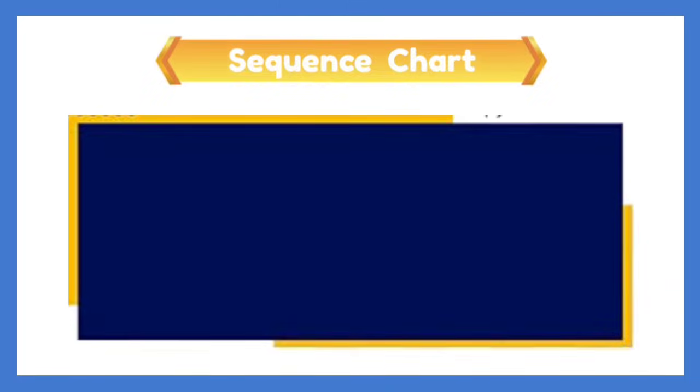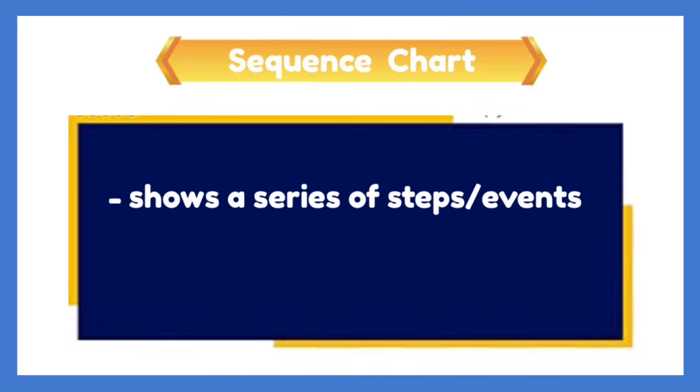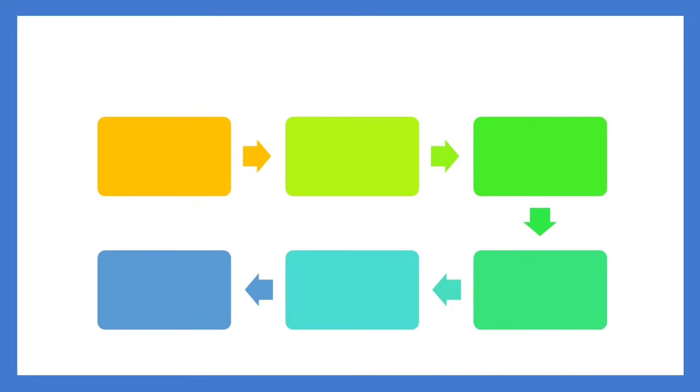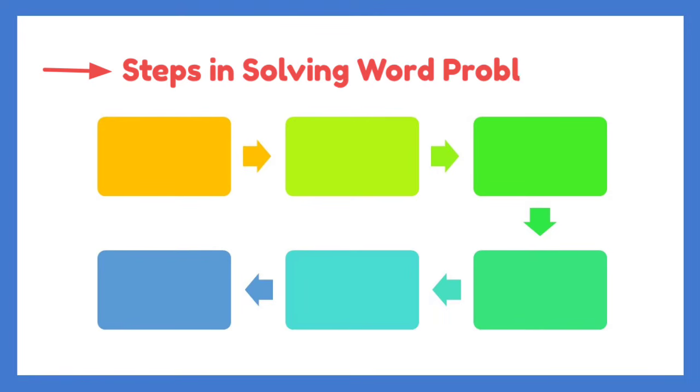Sequence chart. This chart shows a series of steps or events in sequential order. This is what it looks like. Of course, this space here is where you put your topic. Let us say you want to show the steps in solving word problems. And then, these boxes here are where you write the specific steps in solving word problems.